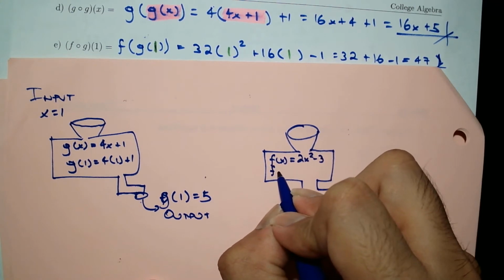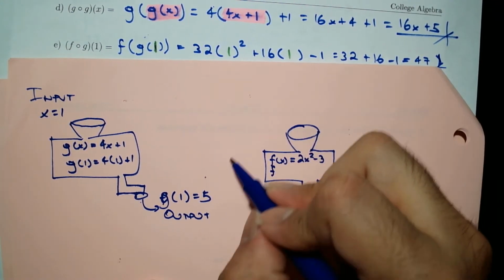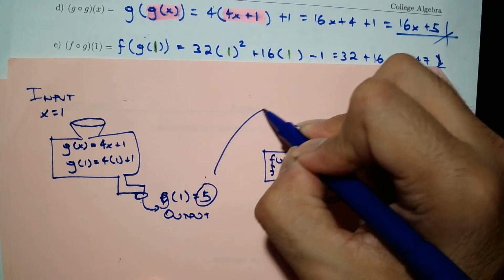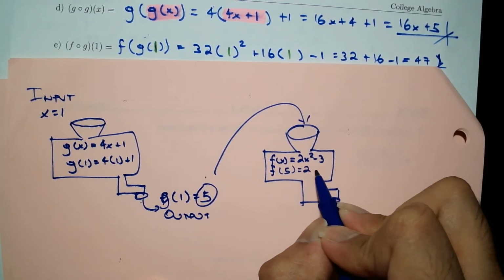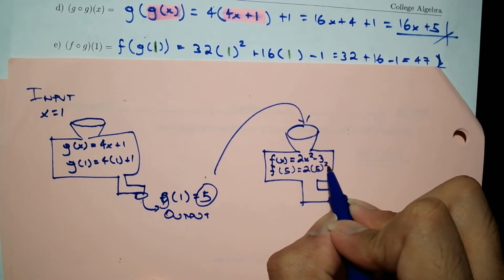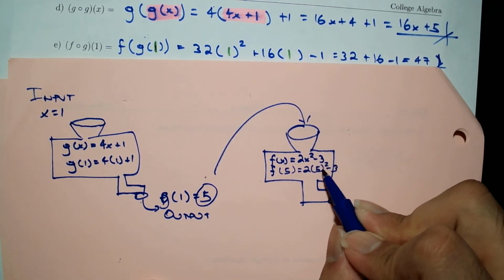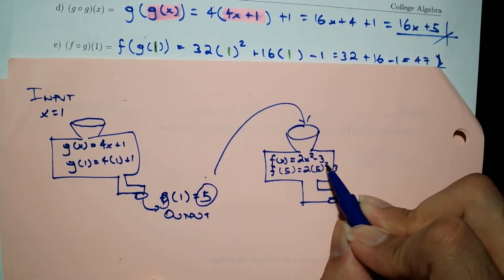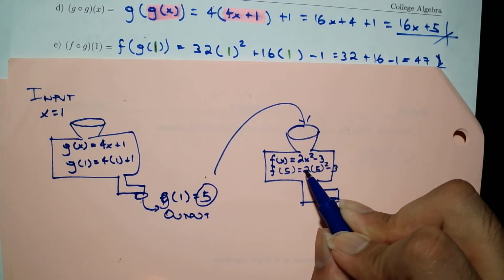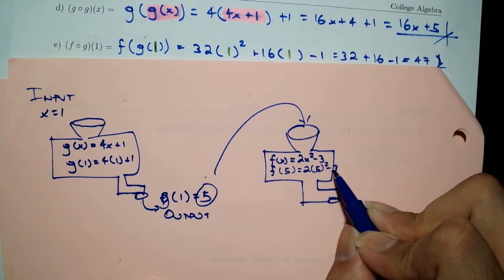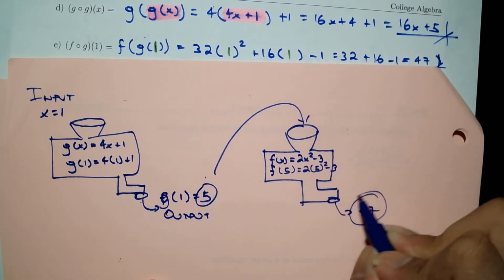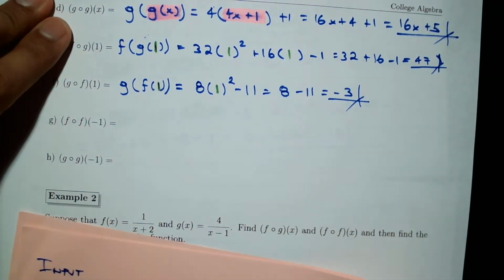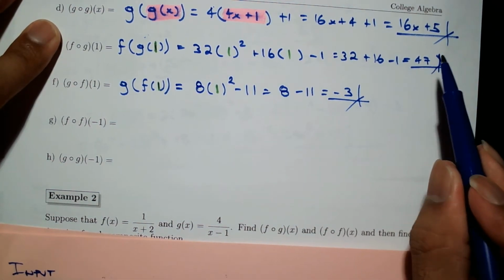So f evaluated at 5, we get 2 times 5 squared minus 3. But what is 5 squared? 5 squared is 25. 25 times 2 is 50. But 50 minus 3, isn't that 47? Which is the same as what we obtained here.